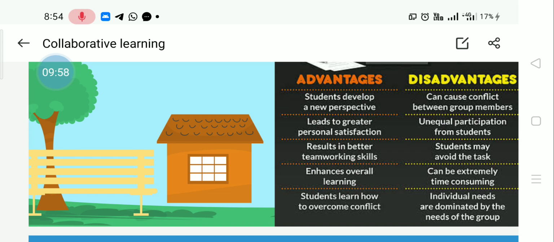It can cause conflict between group members, unequal participation from students, then students may avoid the task, and it can be extremely time consuming. Individual needs are dominated by the needs of the group.